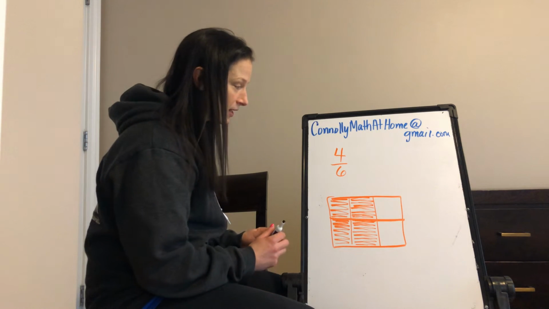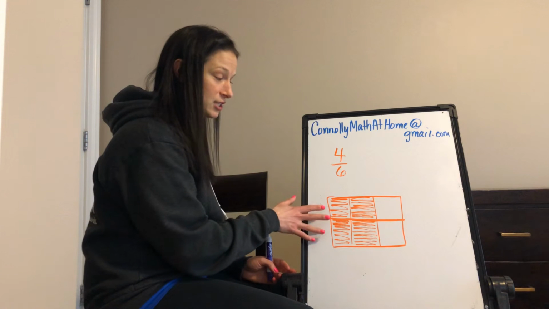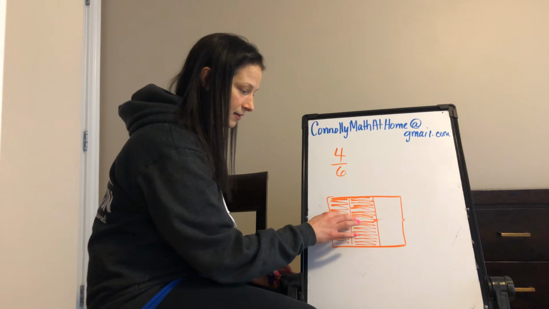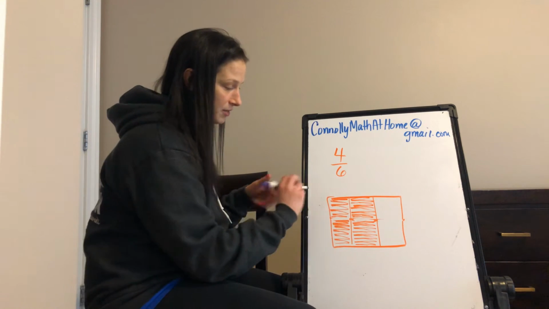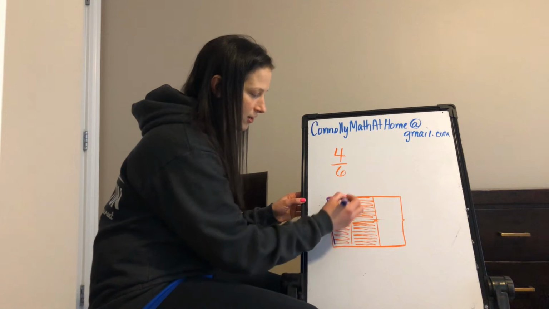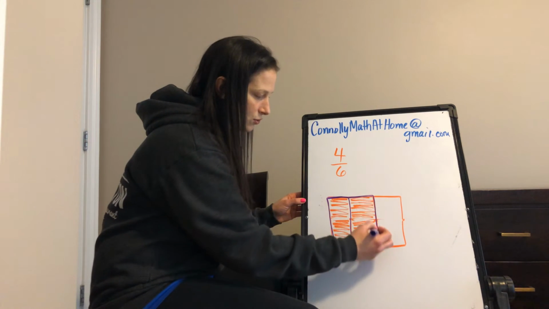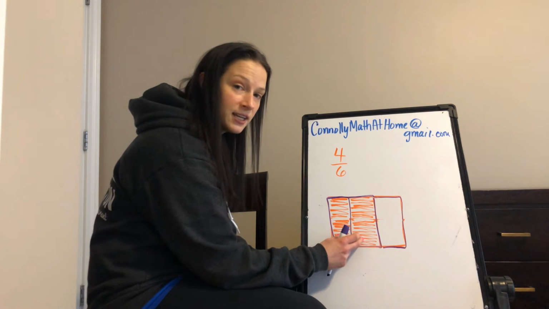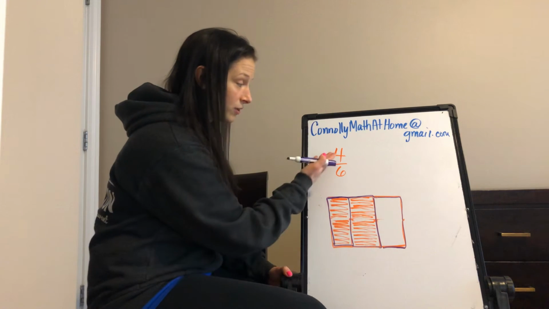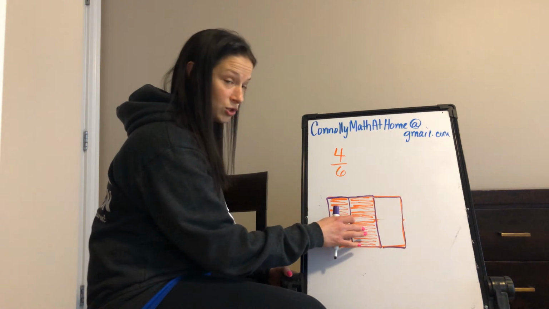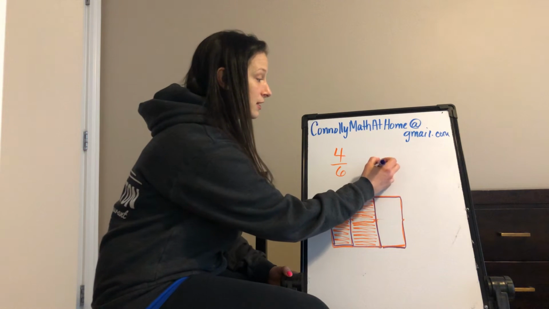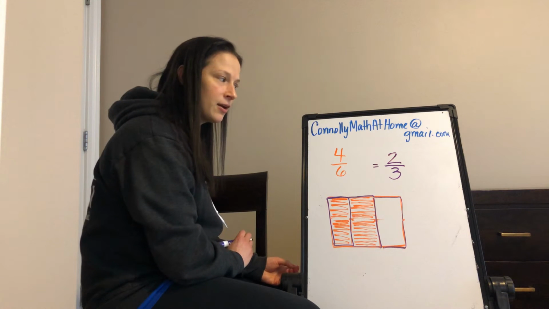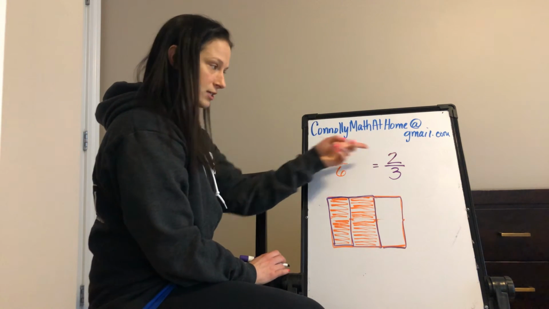I'm going to continue. So if I wanted to change this to thirds, I would get rid of this line here. So do you see my thirds now? I'm going to highlight them in purple. 1/3, 2/3, 3/3. You notice the amount shaded in did not change. So what is equivalent to 4/6? 1, 2 out of 3. It's equivalent to 2/3.